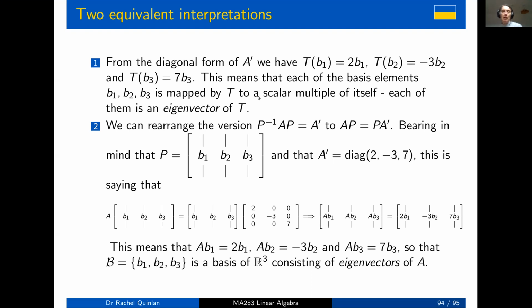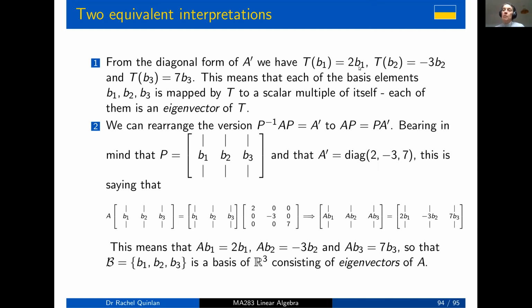So from the diagonal form of A dash, which was the matrix of T with respect to the basis B, what it means is that T of b1 is the vector whose B coordinates are in the first column of the diagonal matrix A dash. So that means it has 0, 0 in the last two entries of the first column, and the first entry it has, as it happens, 2 in that example. But it's saying that applying T to b1 just gives us a scalar multiple of b1.